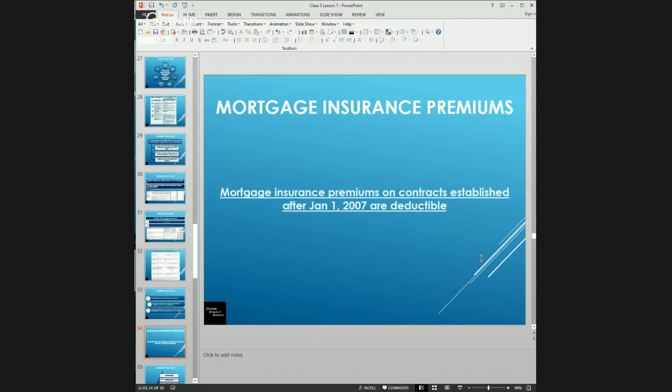Mortgage insurance premiums: any mortgage insurance premiums that are based on contracts, whether it's a refinance or an initial purchase, that took place after January 1st of 2007, generally can be deductible.